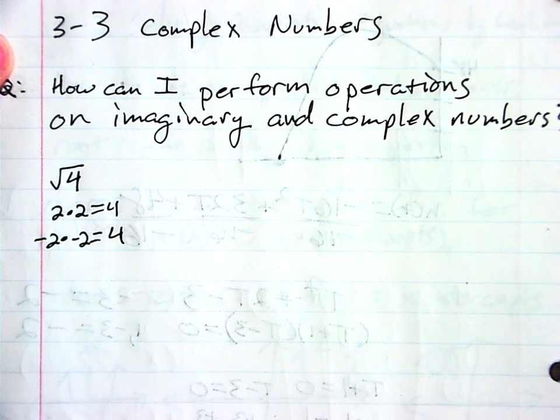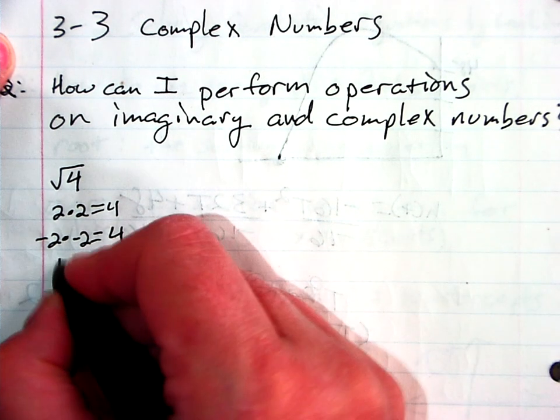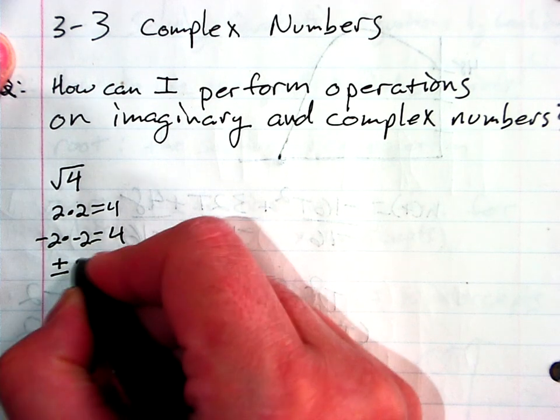So I'll ask you again, what's the square root of 4? 2 and negative 2. We can combine that into 1. Plus or minus 2.